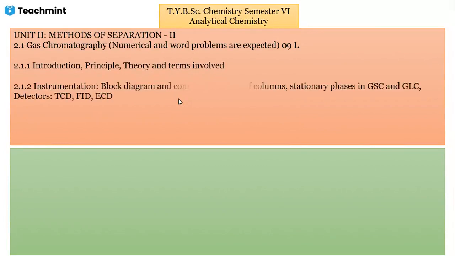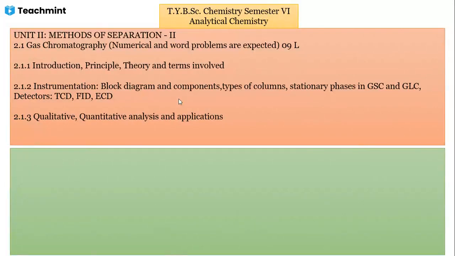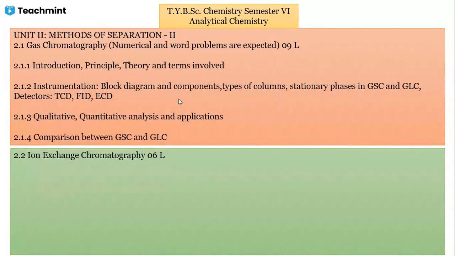The second unit is methods of separation, gas chromatography. In that, you see the introduction, principle, theory, then instrumentation, block diagram and components, types of columns, stationary phases in GSC and GLC, detectors: TCD, FID, ECD, qualitative and quantitative analysis, and comparison between GSC and GLC. Both of these are gas chromatography techniques.